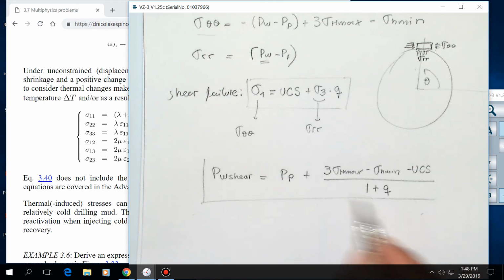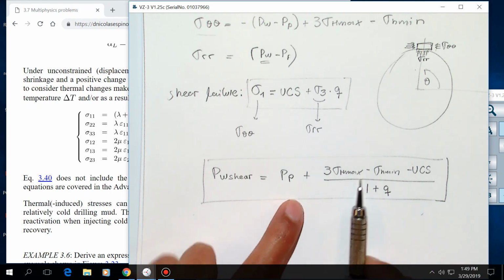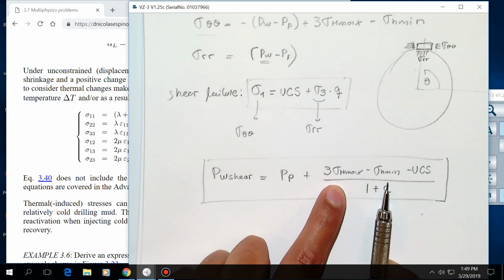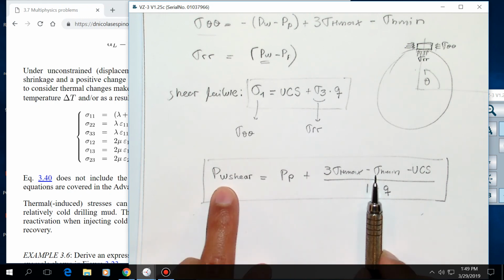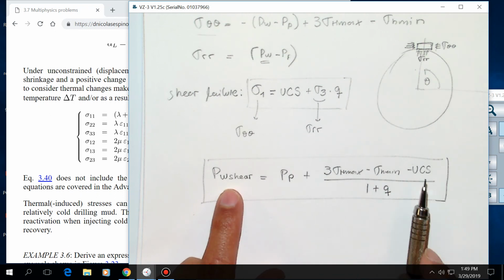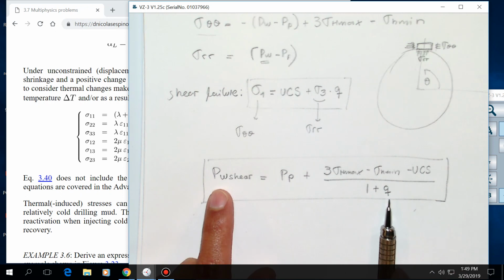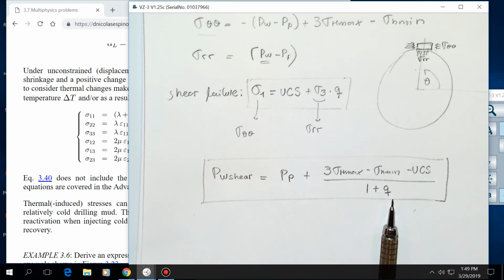So with this equation now, you can calculate the pressure in the wellbore for which you have shear failure. Let's try to understand this equation a little bit. What this is telling you is that the larger your stress anisotropy, the larger this pressure in the wellbore is going to be. And also that the bigger the strength of your rock, the unconfined compression strength, the smaller this one is going to be.